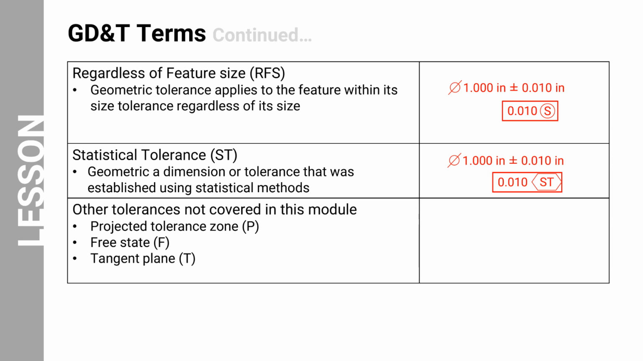Another tolerance zone modifier is statistical tolerance. Statistical tolerance, abbreviated as ST, describes a dimension or tolerance that was established using statistical methods. It states that the part should be manufactured and its quality controlled using statistical process controls. It should be noted that statistical tolerance is used in ASME Y14.5 standards and not in the ISO standards. Other tolerance zone modifiers not covered in this module include projected tolerance zone, P, free state, F, and tangent plane, T.